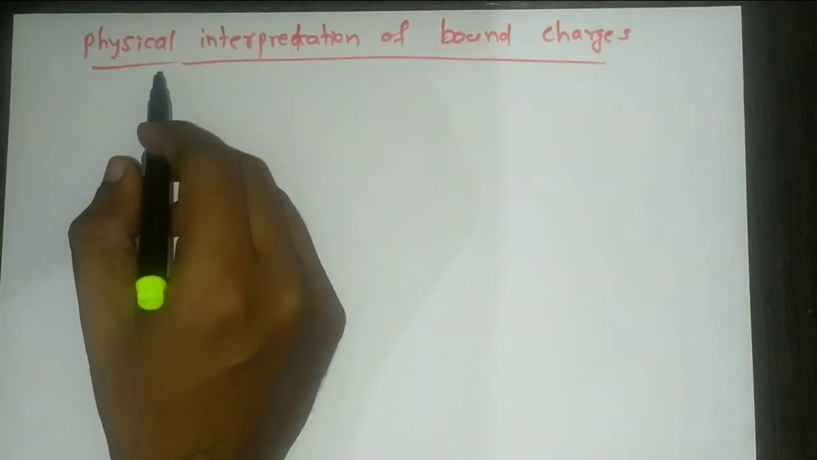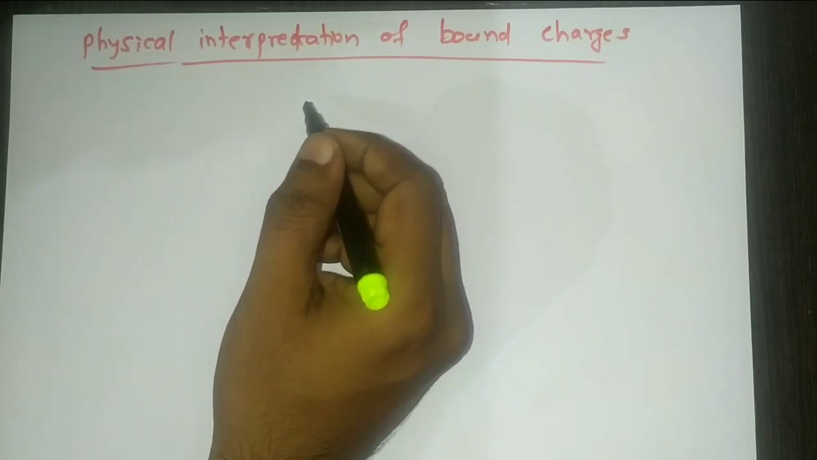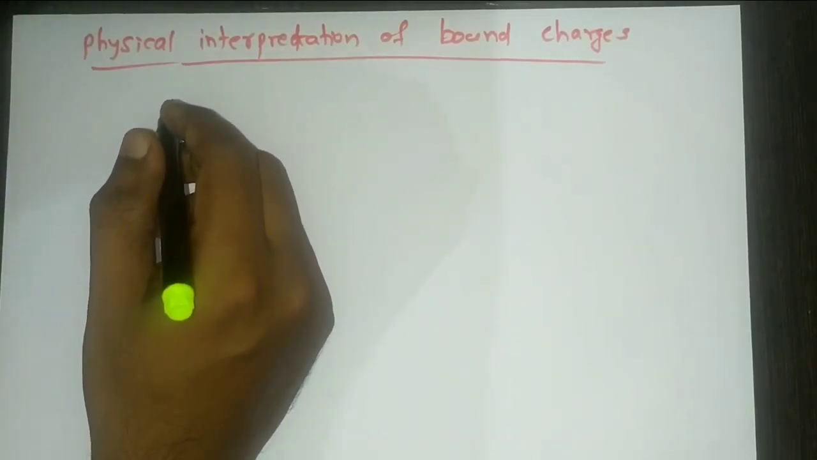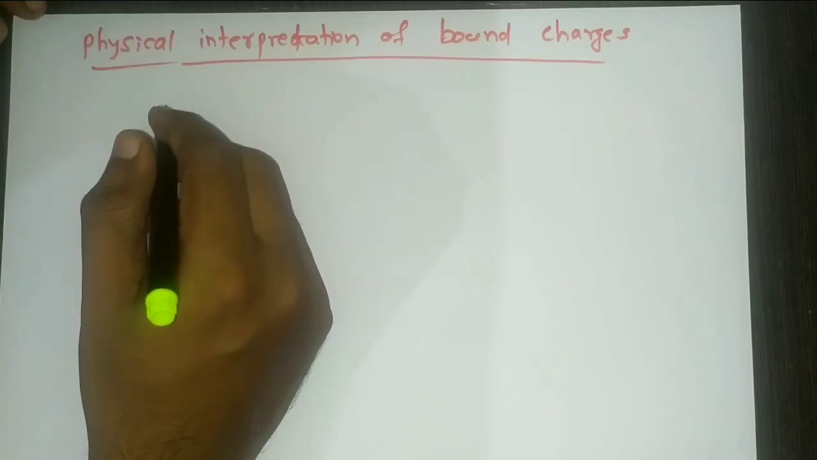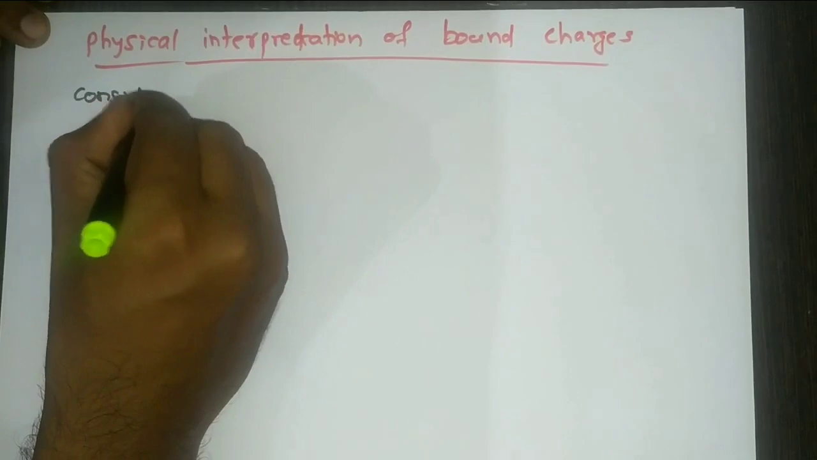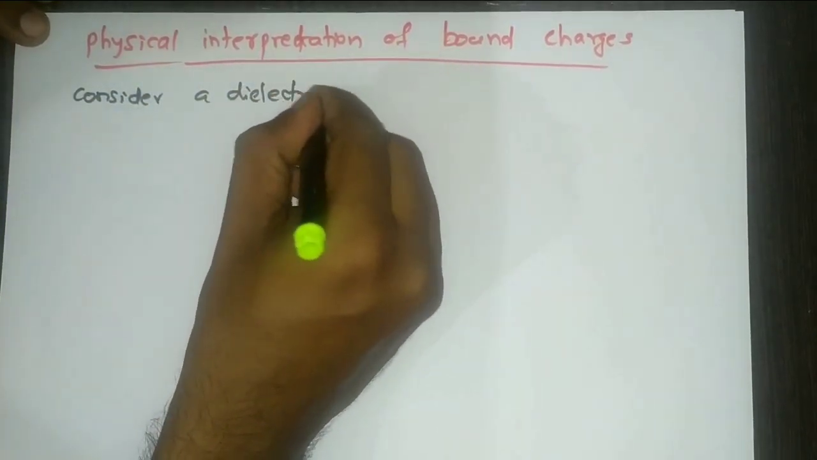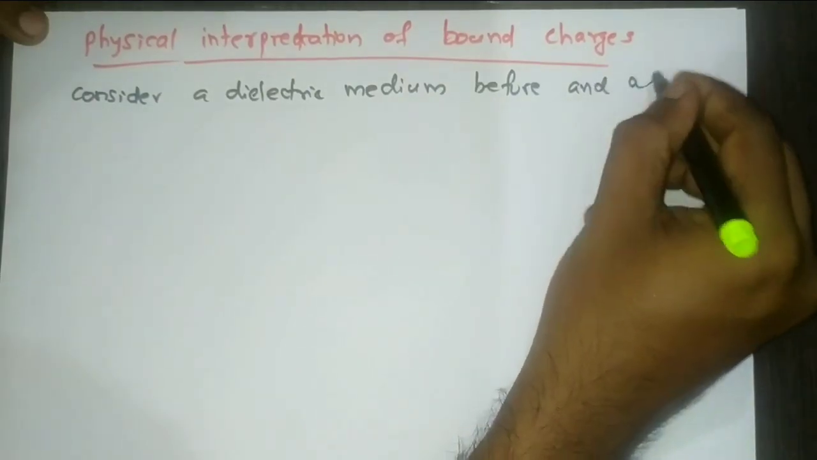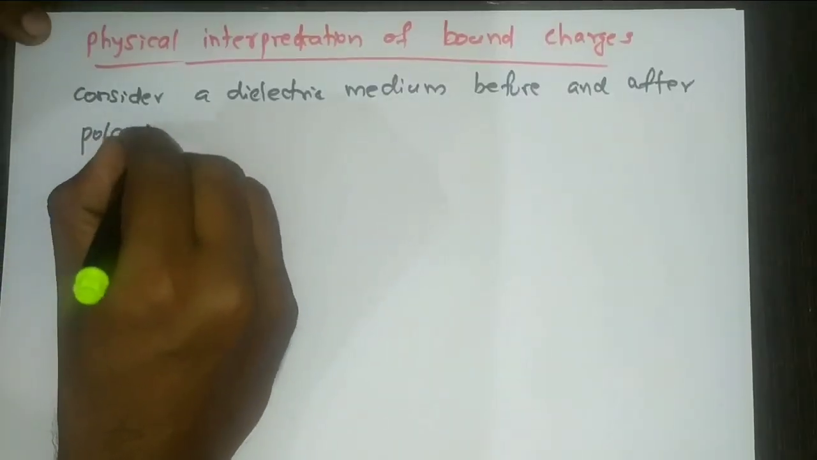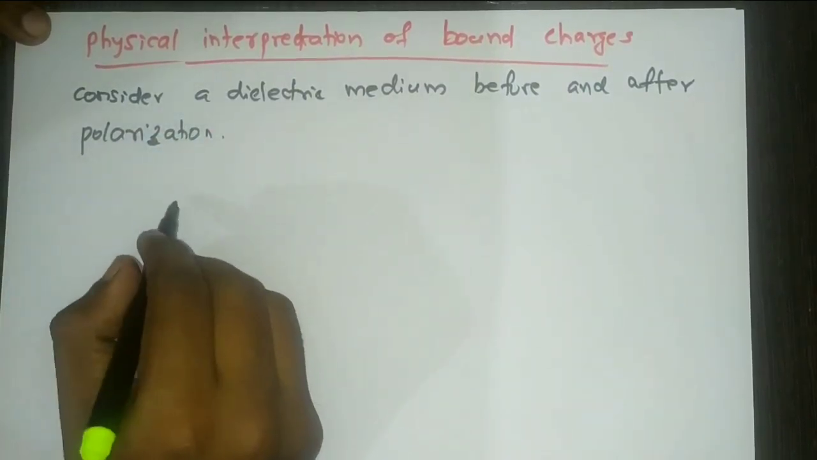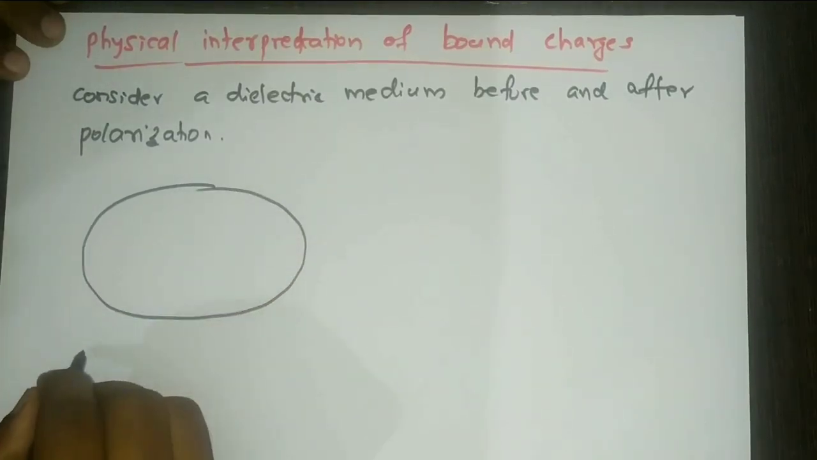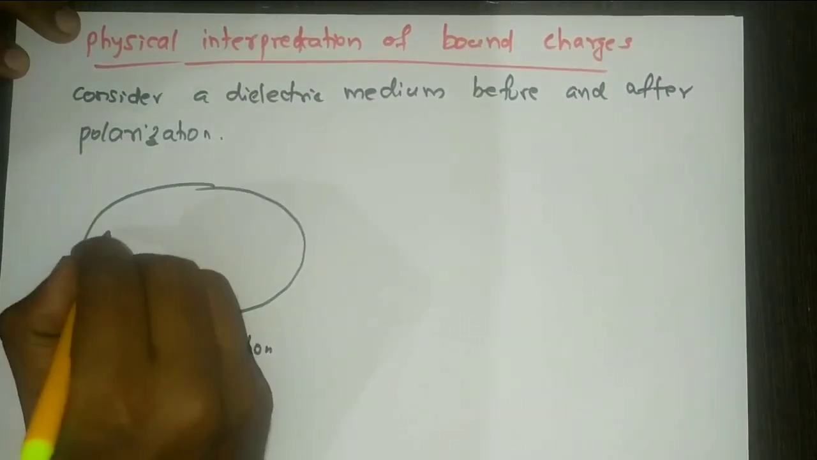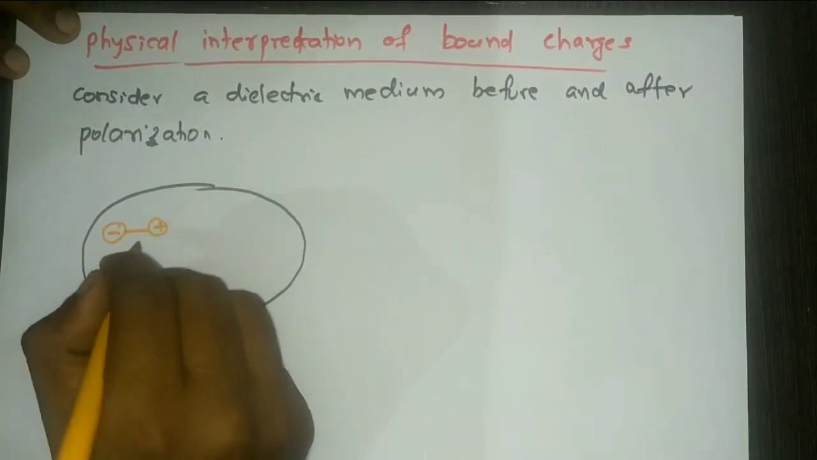Okay, next topic is the physical interpretation of the bound charges. And just now we have seen the surface and volume bound charges in the polarized material. Let us see what is the physical meaning of these charges. For this, consider a dielectric medium, before and after polarization. Okay. The figure, this one I'm going to write before polarization, negative and positive charge centers.